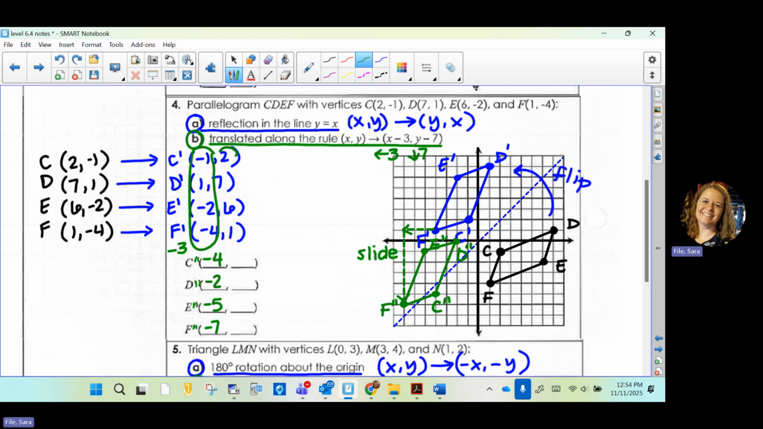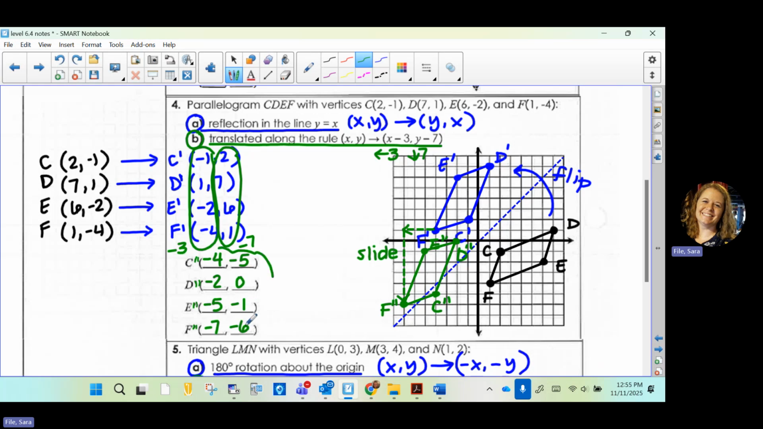And the y part of it says, okay, take your y's and -7. So I would subtract 7 from all of those y's. So +2 minus 7 would be -5. 7 minus 7 would be 0. 6 minus 7 would be -1. And 1 minus 7 would be -6.